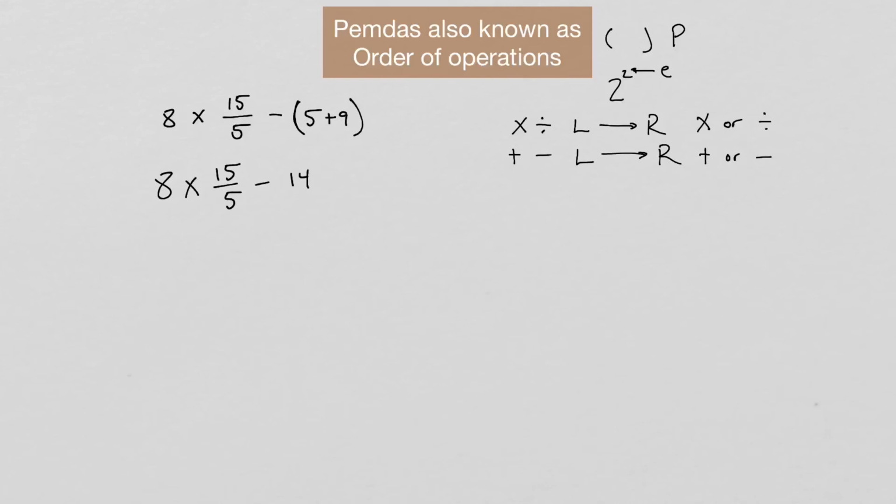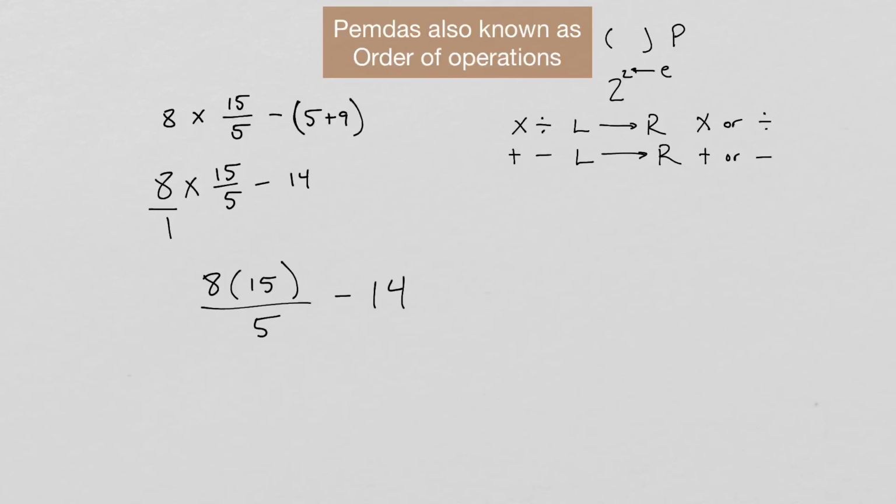Okay, now we want to do our multiplication before our subtraction. So once again, we have a whole number being multiplied by a fraction. So we could rewrite this as 8 over 1 times 15 over 5. So rewriting that, we get 8 times 15 over 5 minus 14.